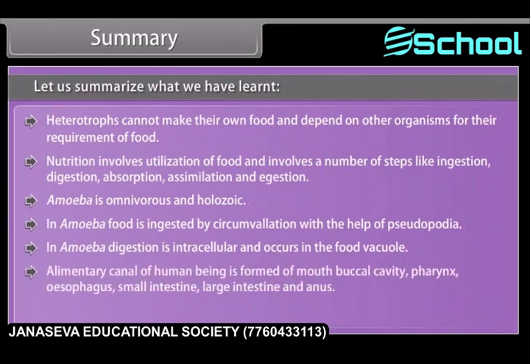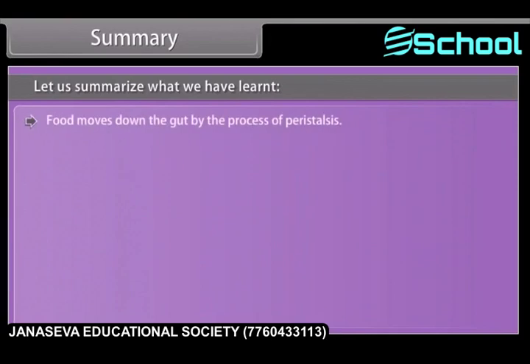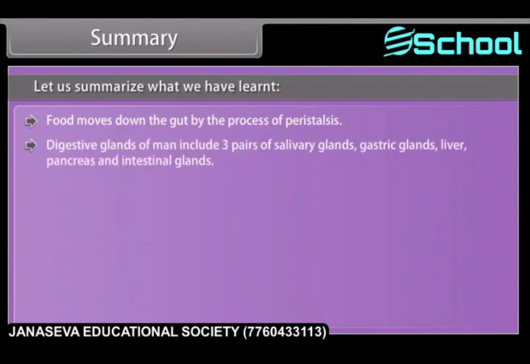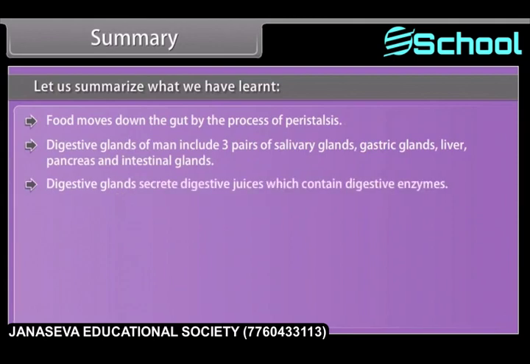Alimentary canal of human being is formed of mouth, buccal cavity, pharynx, esophagus, small intestine, large intestine, and anus. Teeth in man are heterodont. Food moves down the gut by the process of peristalsis. Digestive glands of man include 3 pairs of salivary glands, gastric glands, liver, pancreas, and intestinal glands. Digestive glands secrete digestive juices which contain digestive enzymes.